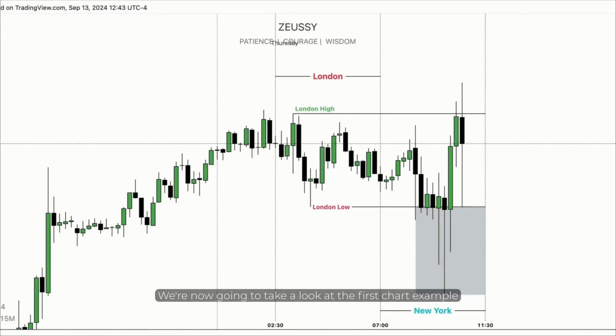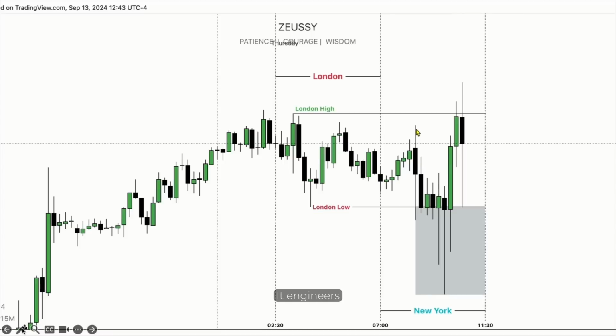We're now going to take a look at the first chart example of today's lecture. What I want you to see is that the London session delivered right here. The London high formed here and the London low formed here. The New York session opens up at 7 a.m. and initially runs higher. It engineers buy-side liquidity below the London high. Do you see how these highs right here are relatively equal?